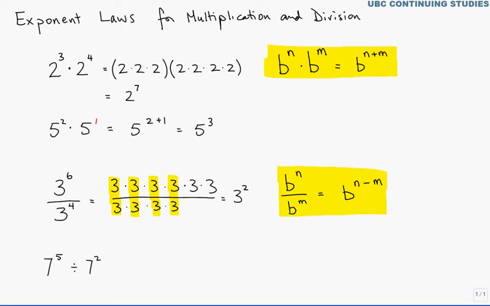And let's use that law to come up with the second one. Now, you don't have to write it as a fraction. You can just leave it the way it is and write it as 7 to the power of 5 minus 2, which gives you 7 to the power of 3.